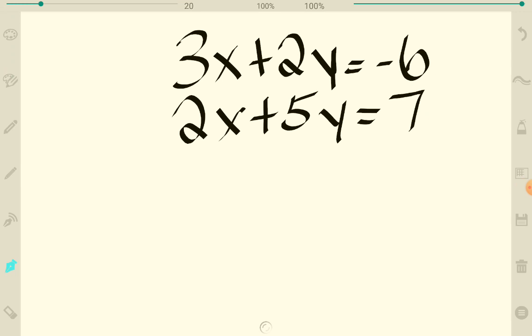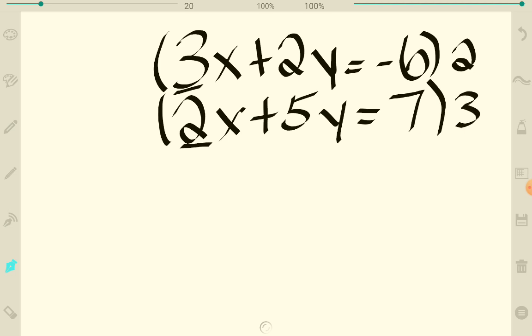So for the first step, we need to eliminate one of either x or y. So we need to make sure they're both equal. For this problem, I'll be doing x. One thing in common between 3 and 2 would be 6, so I would multiply the top whole equation by 2 to turn the 3 into a 6, and the bottom whole equation by 3, so 2x times 3 would be 6x.